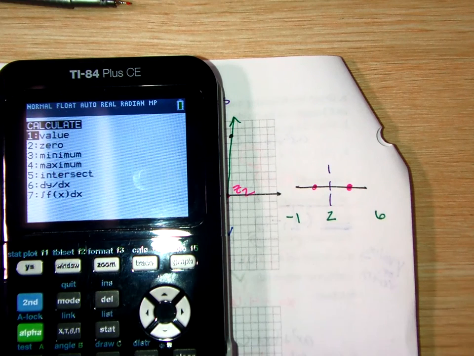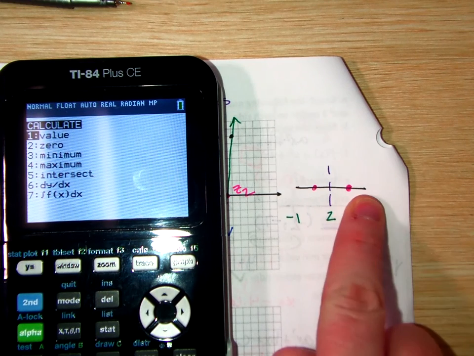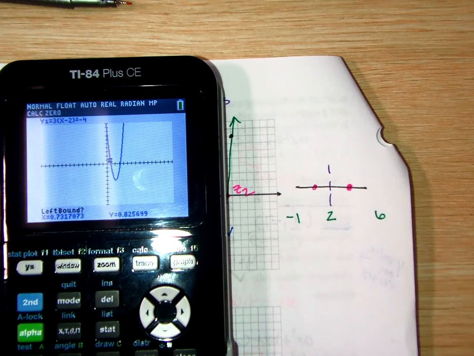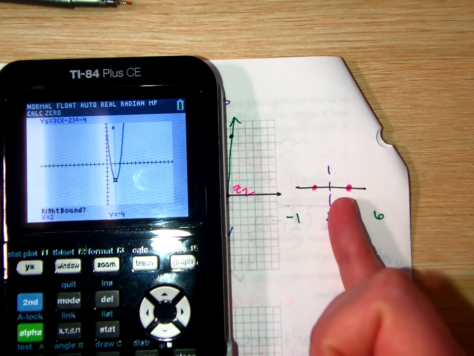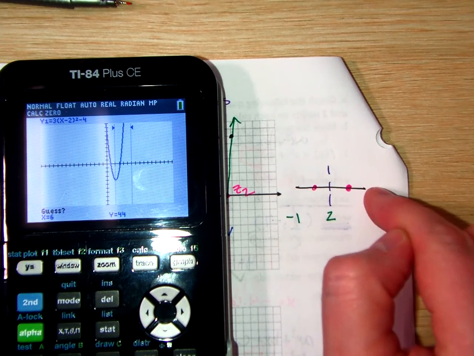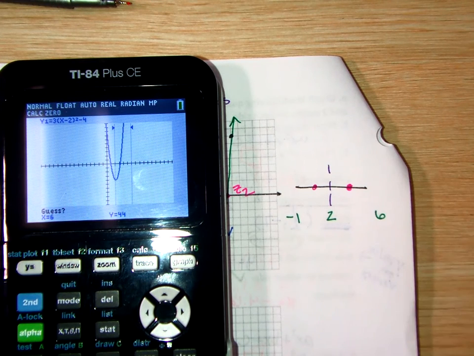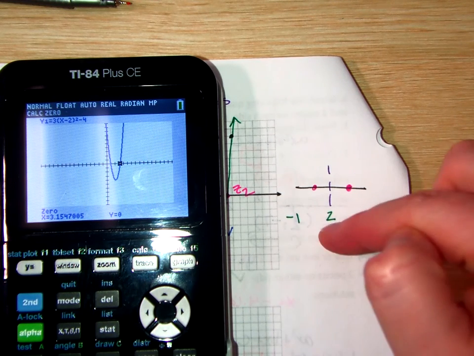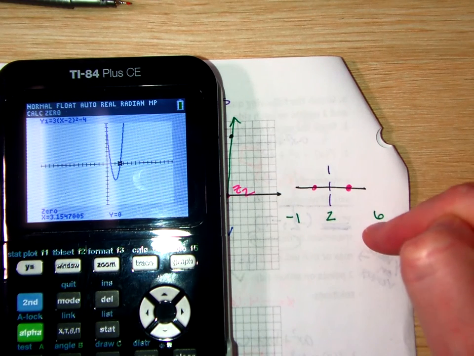Same thing, do it again, second calc. I'm going to do this zero, 2. I'm going to type in 2, enter, which starts me on the left side of this zero. And then I'm going to type in 6, which is some number over here. It doesn't matter what it is. I don't care if it's 44. It gives me a range, and my calculator will calculate out my next zero. I don't trace anymore. That's what I do. So it's left, right, right, left, right.